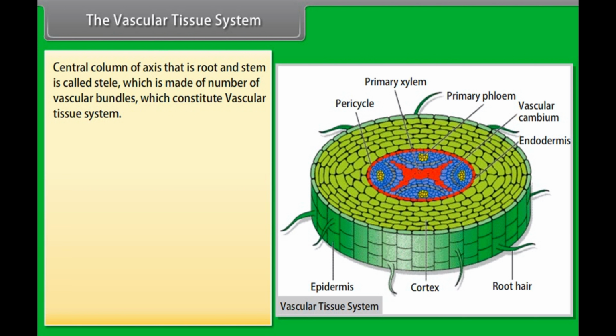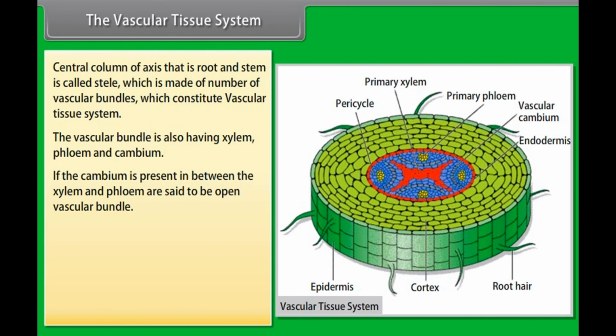The vascular tissue system. The central column of the axis, that is root and stem, is called stele, which is made up of a number of vascular bundles which constitute the vascular tissue system. The vascular bundle also has xylem, phloem and cambium.